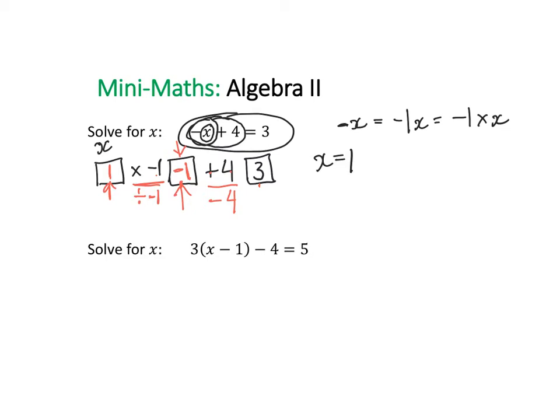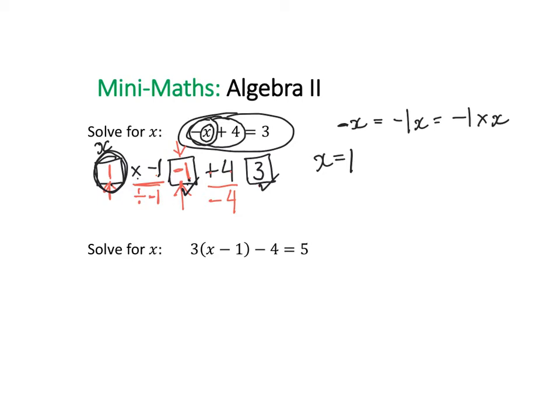So we're going to check by tracking forward. So start off at the beginning and work forwards and make sure that what goes in each box works out. So we've got 1 times -1. Yes, that is -1, so that means that that box is correct. And -1 plus 4, yes, that is 3. So we've checked that our box diagram works with the value 1 at the beginning.